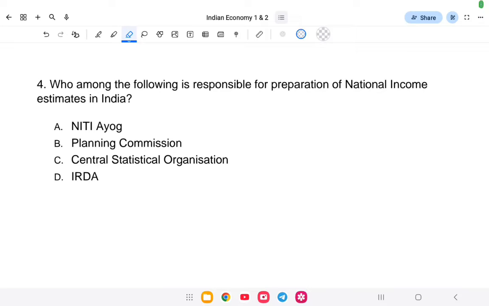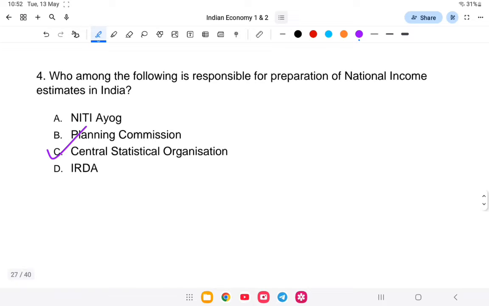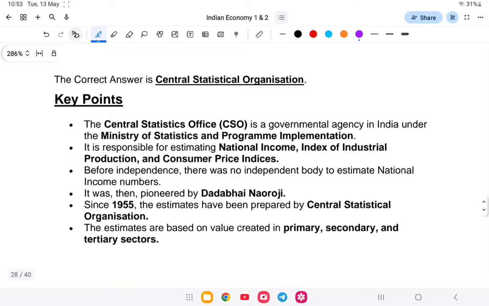Which among the following is responsible for preparation of national income? Is it Niti Aayog, Planning Commission, RBI or Central Statistical Organization, CSO? So what is the answer? The answer is option number C, that is CSO, Central Statistical Organization. Let us study in detail. The CSO prepares it, and it is under the Ministry of Statistics and Programme Implementation. It is based on the primary, secondary and tertiary sectors.